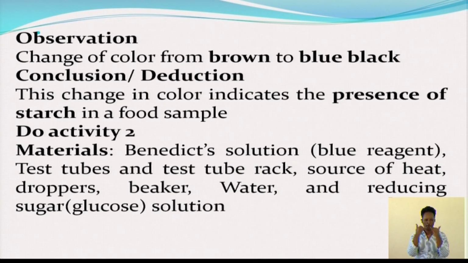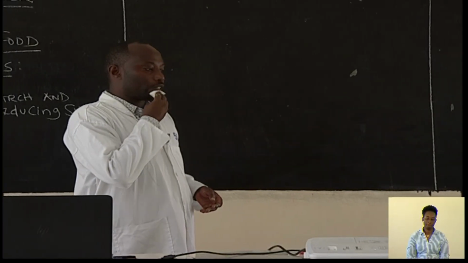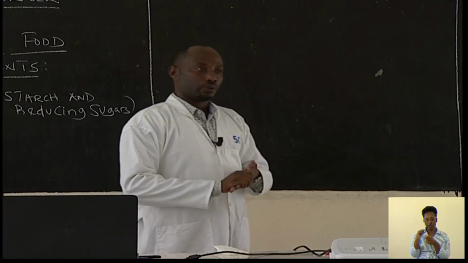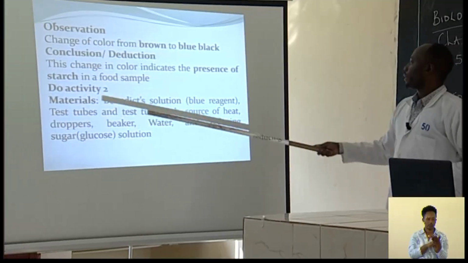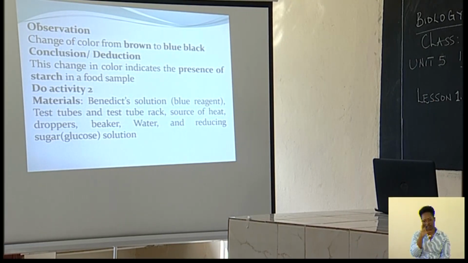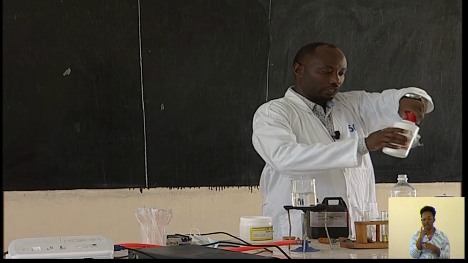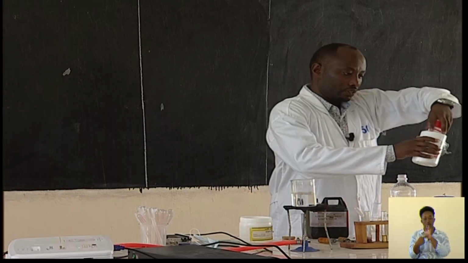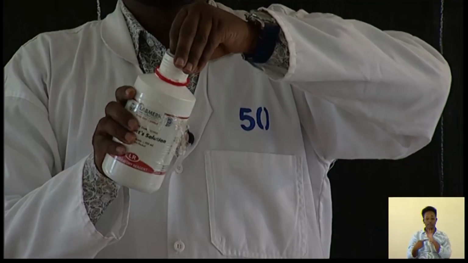Let's go to experiment number 2, testing of reducing sugars. In testing of reducing sugars, it is very simple. We use a solution which is called Benedict's solution. Students, if you don't know, Benedict's solution is blue in color. I'm going to show you the Benedict's solution, and I'm going to use it to test the presence of reducing sugars.